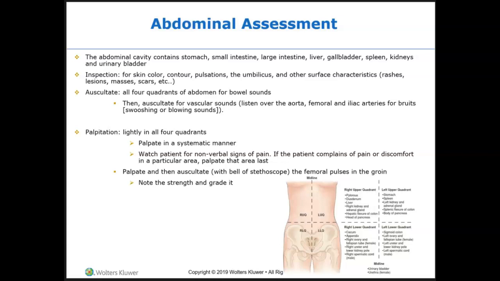Listen carefully for bowel sounds, so you're listening for those gurgles and clicks, and note their frequency and character. You're going to auscultate the abdomen again for vascular sounds. Use the bell of the stethoscope, auscultate over the abdominal aorta, the femoral arteries, and the iliac arteries, and you're going to listen for bruits.